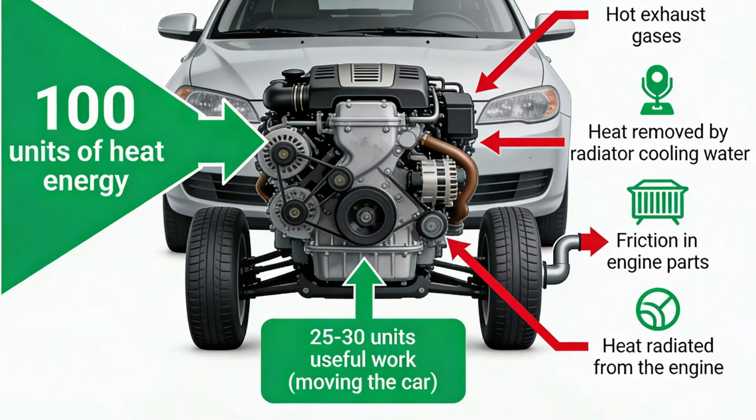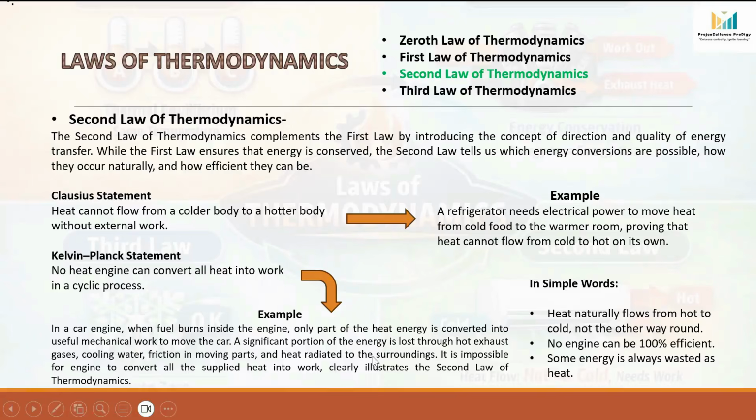This is why no engine can ever be 100% efficient. This clearly illustrates the second law of thermodynamics. So in simple words, heat naturally flows from hot to cold, not the other way around. And no engine can ever be 100% efficient. And some energy is always wasted as heat. That is the essence of the second law of thermodynamics.